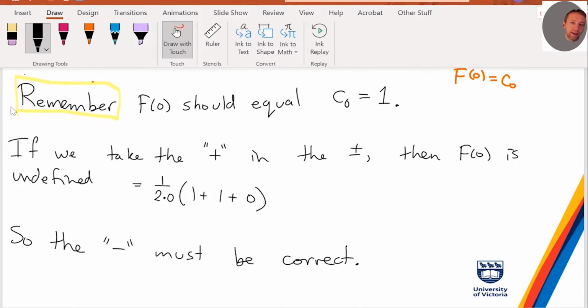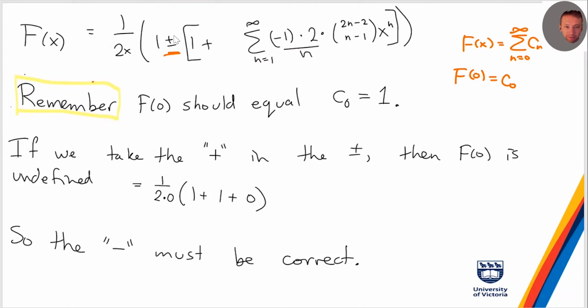Imagine I plug in x equals 0 here. I've got a 1 over 2 times 0, which is bad. You're not supposed to divide by 0. And then I've got times 1 and then this, and all of this will go to 0 because this is the sum from n equals 1. So this part goes to 0 if I plug in x equals 0. I need this whole thing to be 0 because otherwise I've got 0 over 0.